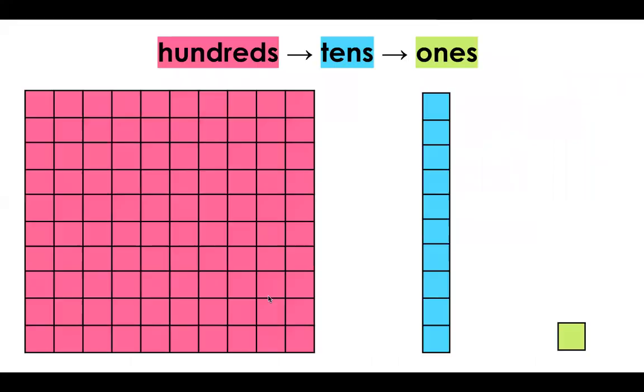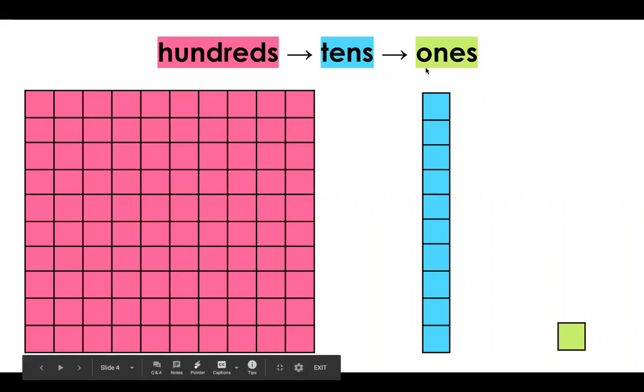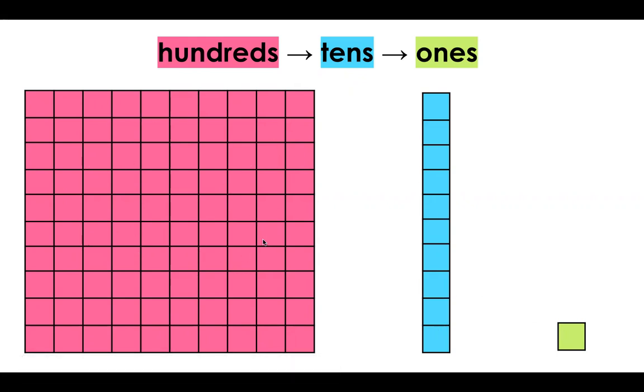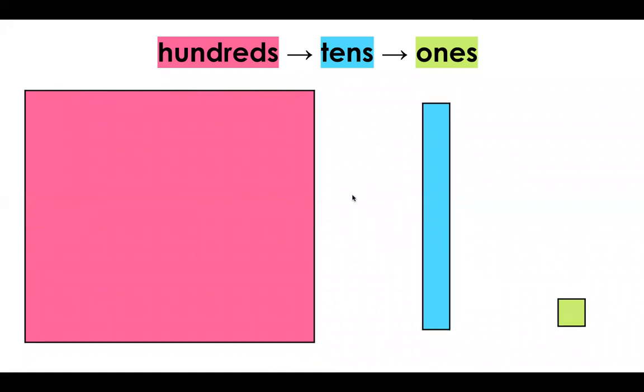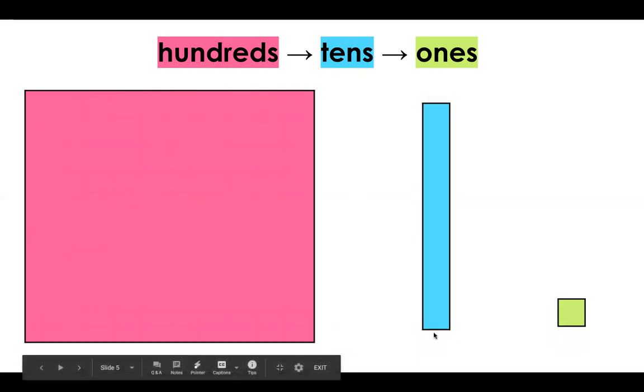Let's get started reviewing. First, we have our hundreds, tens, and ones here. We know that a 1 is a 1 unit. A 10 is 1 unit made up of 10 ones, and 100 is 1 unit made up of 100 ones. Now, when we draw our own hundreds, tens, and ones, we don't have to draw all these little boxes. We can just draw a big box for our hundreds, a line for our tens, and a little box for our ones.